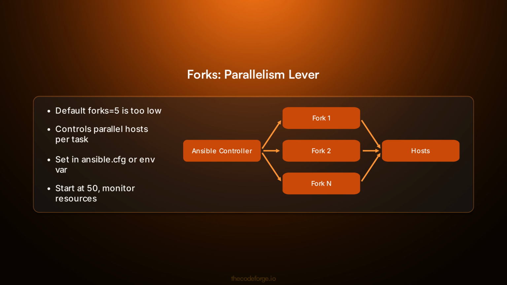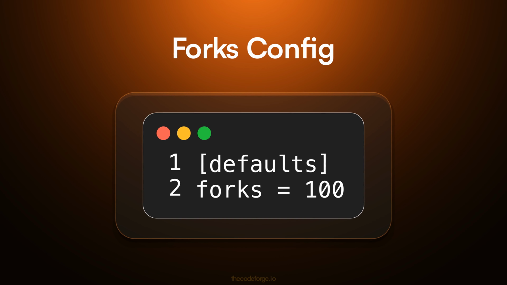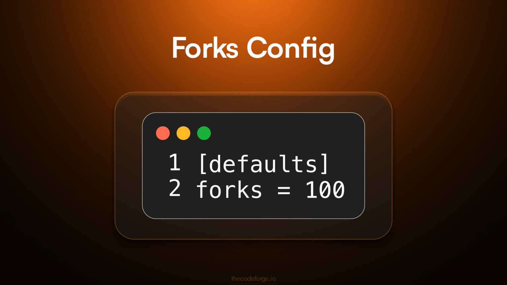But be careful, too many forks can overwhelm your controller. Set forks in ansible.cfg under defaults. You can also use the ANSIBLE_FORKS environment variable. Start with 50 and increase while monitoring CPU and file descriptors.